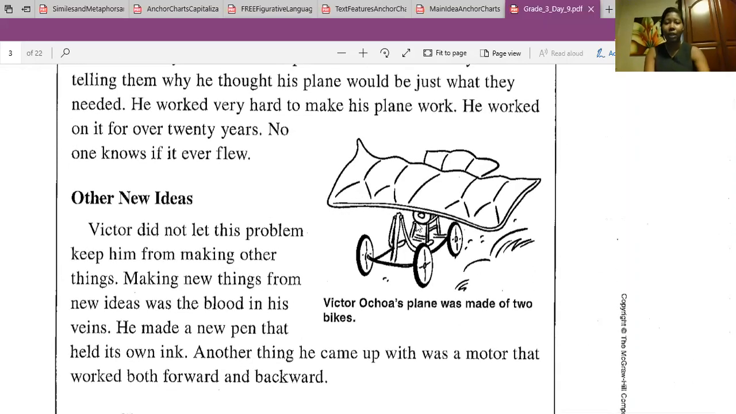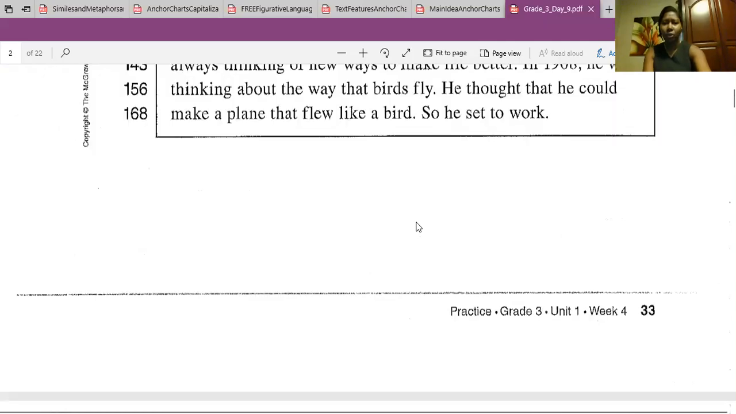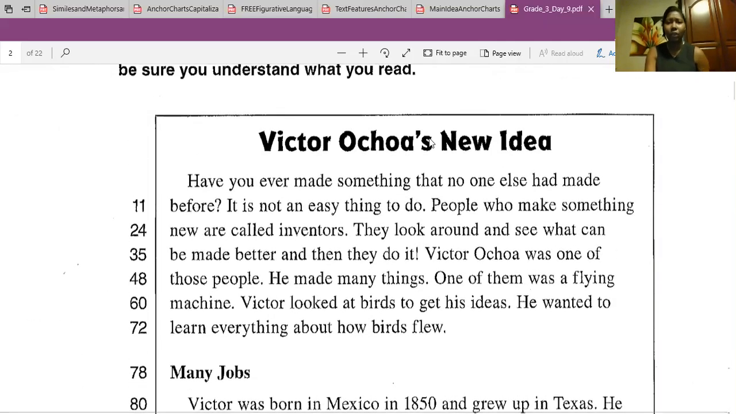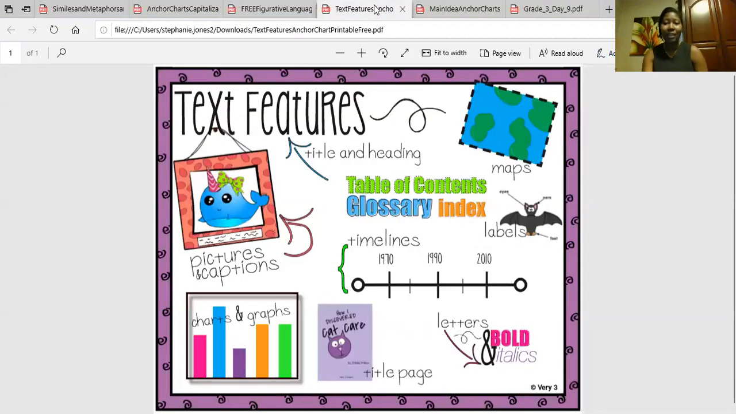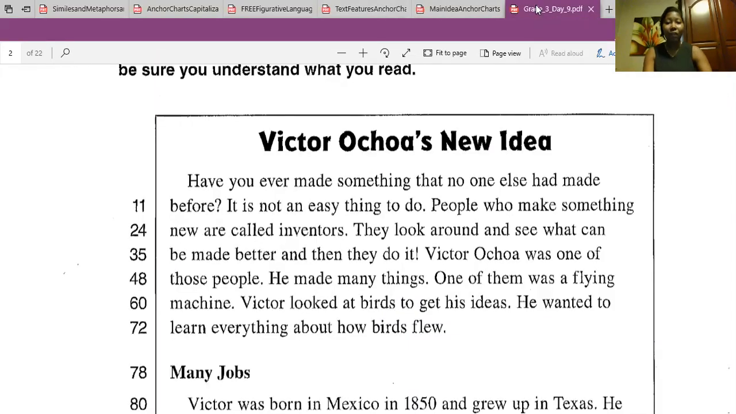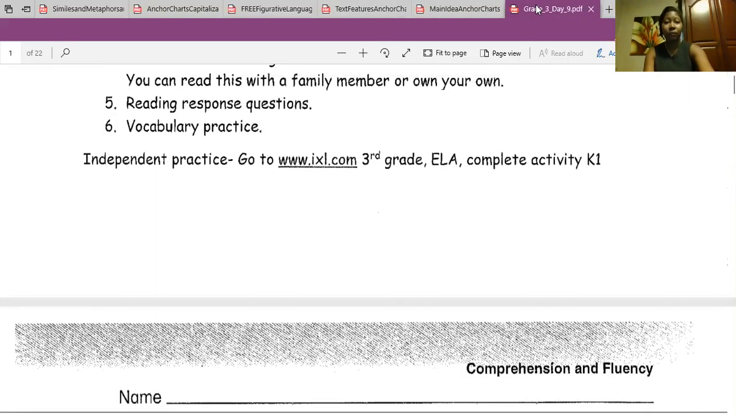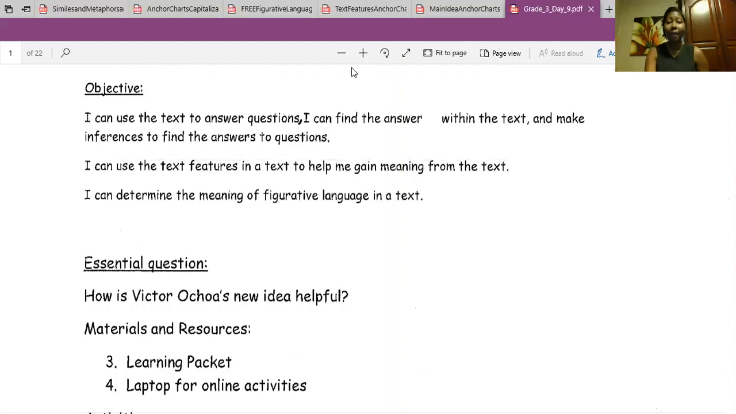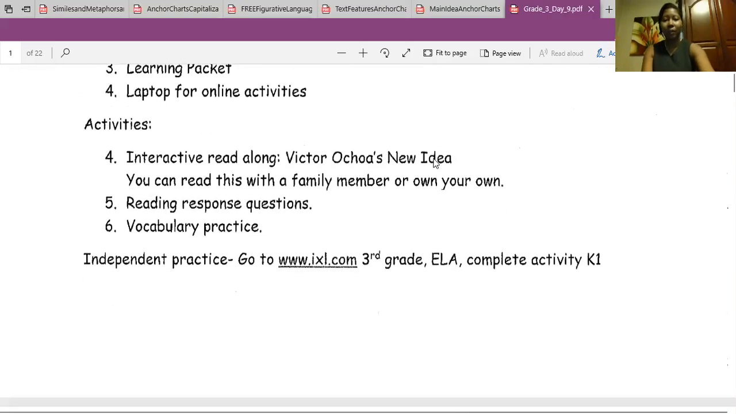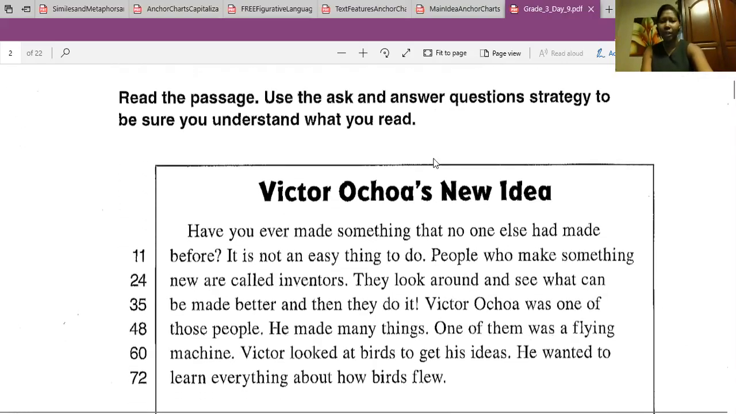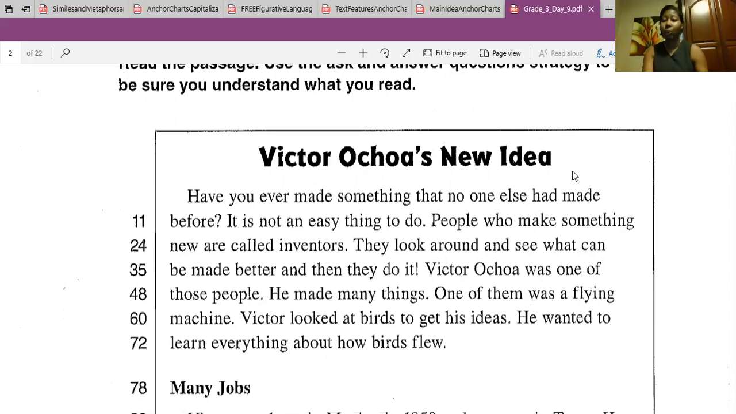and then look over here. Here's a caption. What did we call those just a few minutes ago? We said those were examples of text features. Did you guess it? And I remember that one of our goals was to be able to use the text features in the text to help gain meaning. So already we're a step ahead. Let's get started.